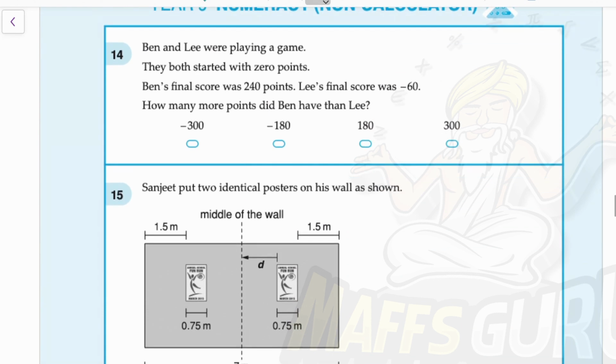Ben and Lee were playing a game. They both started with 0 points. Ben's final score was 240. Lee's final score was negative 60. By how many more points did Ben have than Lee? Now, again, this is a trick.